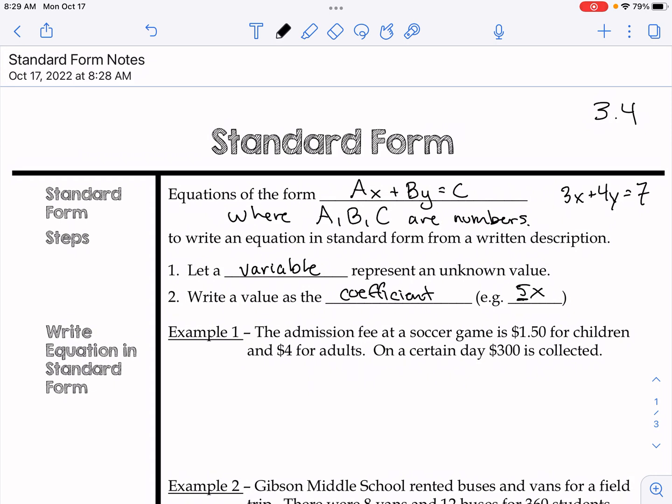Okay, number one, the admission fee at a soccer game is $1.50 for children and $4 for adults. On a certain day, $300 is collected. So what do we not know here? We don't know the number of children and adults that attended the game. So although we're not going to have X and Y here, we're going to have C. Let's have C be number of children. We don't know what that is. All right, and then for number of adults, let's have lowercase a here.